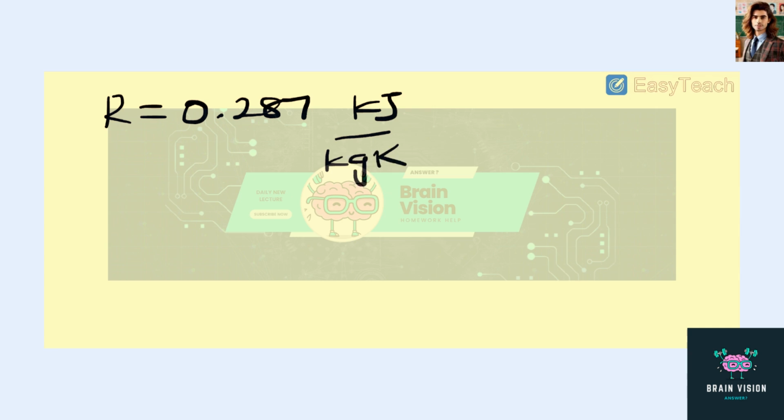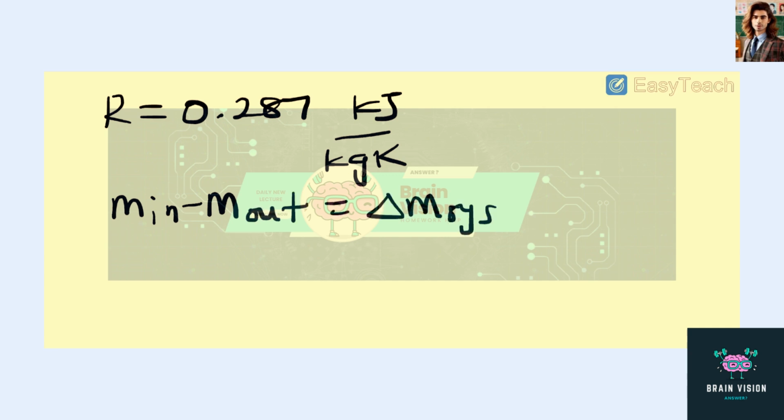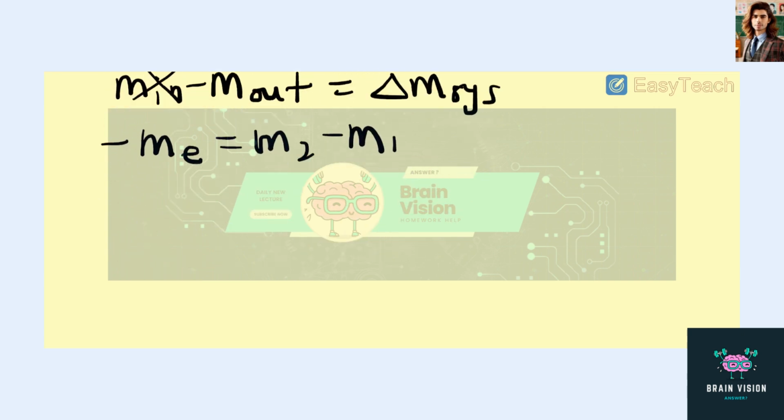And then what we can do is define our system. We're going to define the cylinder as our system, and that's going to be the control volume since the mass is going to be crossing the boundary of that control volume. So when we do our mass balance, we'll see that the mass coming in minus the mass leaving is equal to the change in mass of the system. Now, as given by the problem, there's no mass coming in. So all we have is the mass that's leaving, so negative m_e is equal to m2 minus m1. Now, if we solve for m_e, it is equal to m1 minus m2.